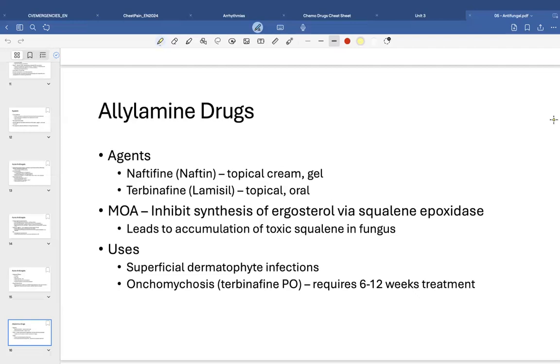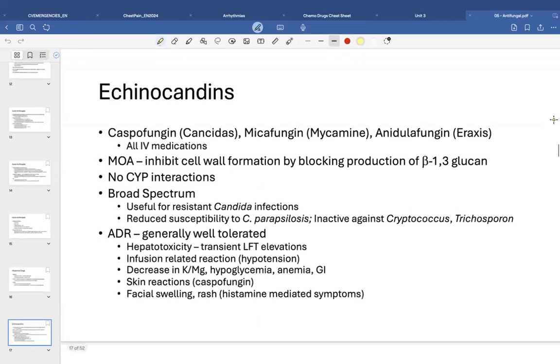All right, next group, echinocandins, IV medications. We're going to reserve these for the severe fungal infections: caspofungin, micafungin, and anidulafungin. They inhibit the cell wall by blocking production of beta-1,3-glucan. There are some resistant Candida strains that will respond to these agents. But again, some of the other tougher systemic fungal infections can be treated with these drugs as well. They're generally well tolerated. You're going to see some liver enzyme elevations, infusion reactions, and some immune reactions.